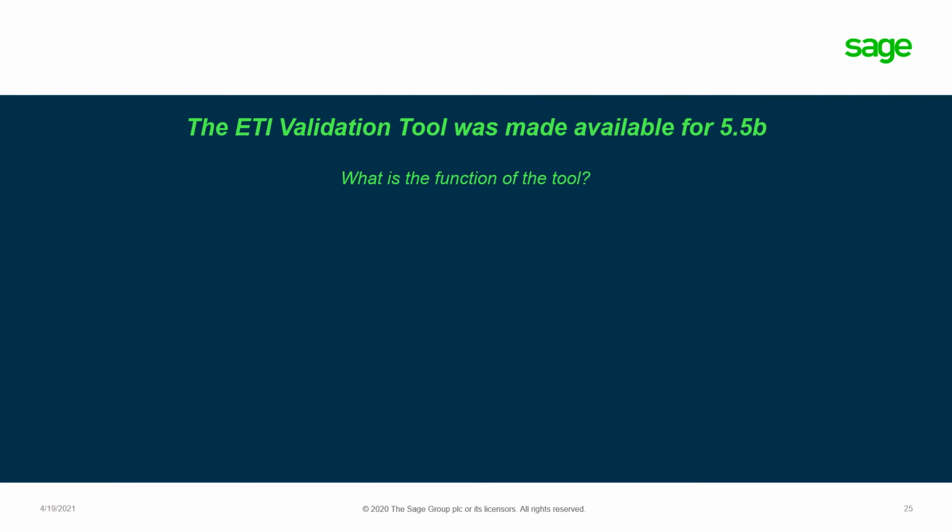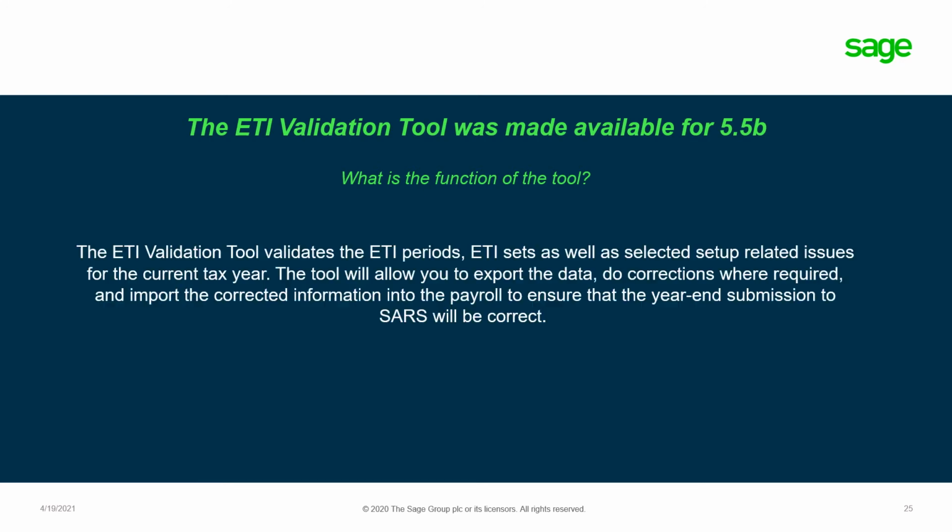The ETI validation tool was made available for Release 5.5b. What is the function of this tool? The ETI validation tool validates the ETI period, ETI set, as well as selected setup-related issues for the current tax year. The tool will allow you to export the data, do corrections where required, and import the corrected information into the payroll to ensure that the year-end submission to SARS will be correct.